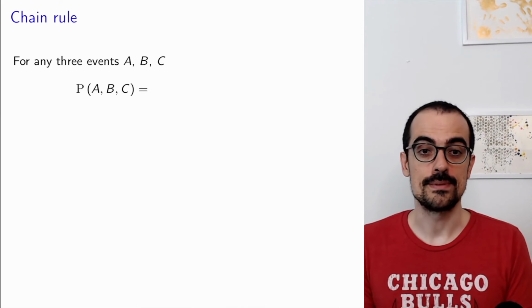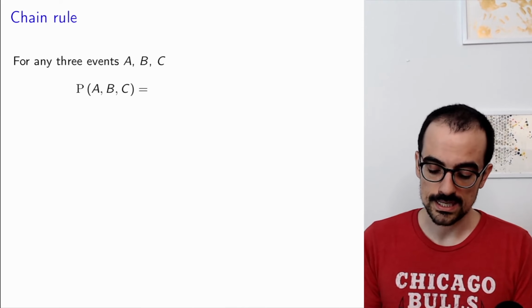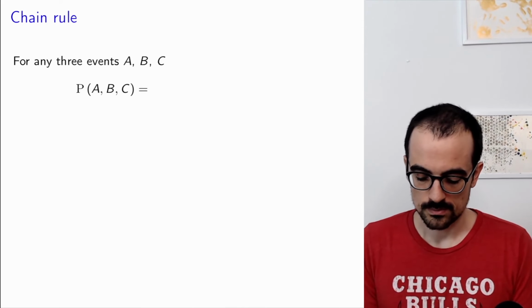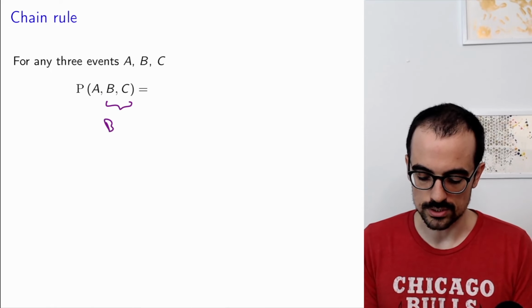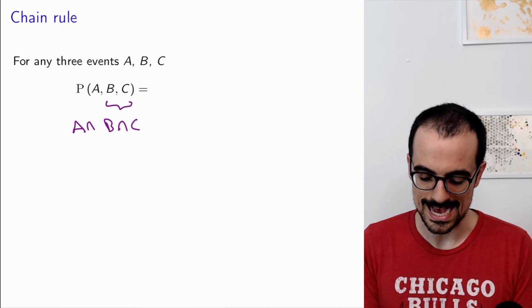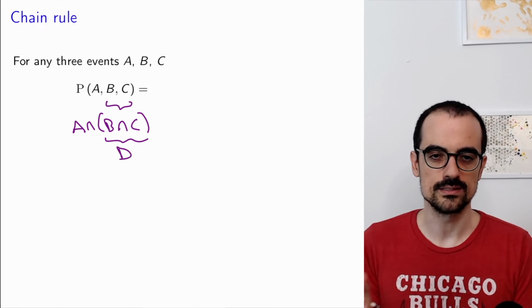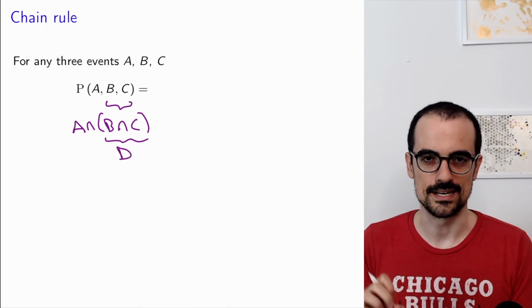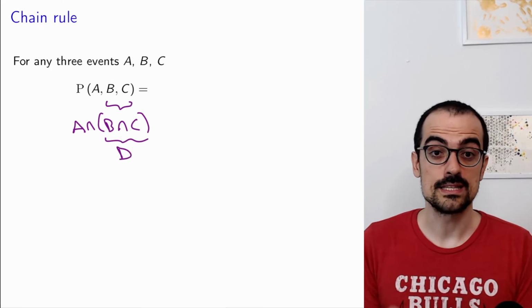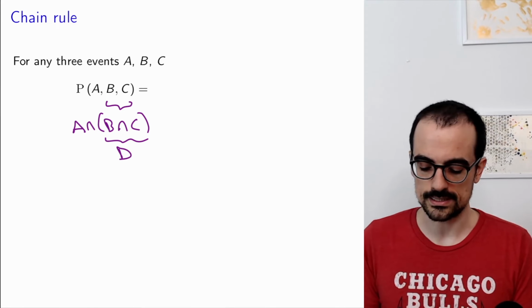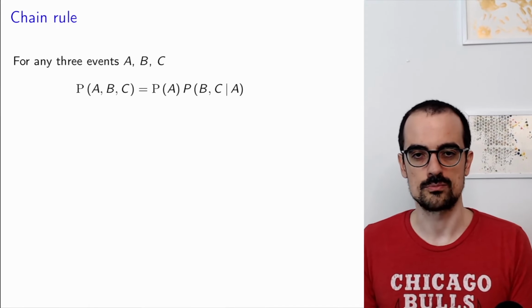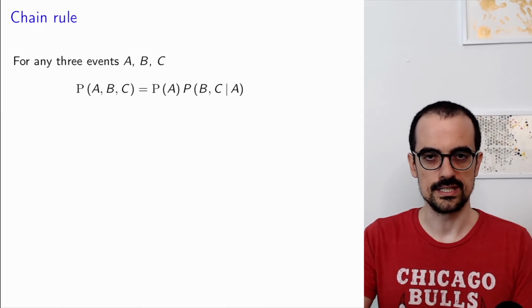Okay, now we have 3 events, A, B, and C. Let's start by grouping B and C. So considering this intersection as the intersection of A and this other event that is B intersection C, which you can call D if this makes it clearer that this is actually an event. If we just apply the chain rule for two events to this, we get that this is equal to the probability of A times the probability of B intersection C given A.